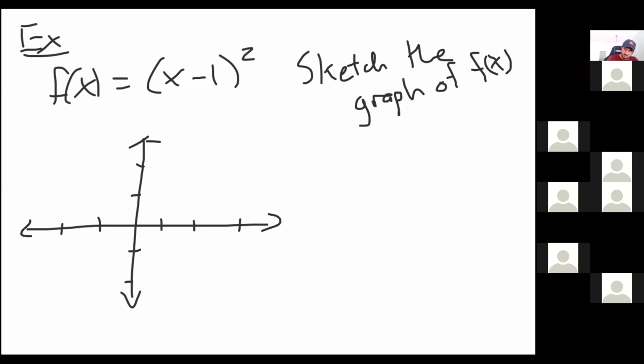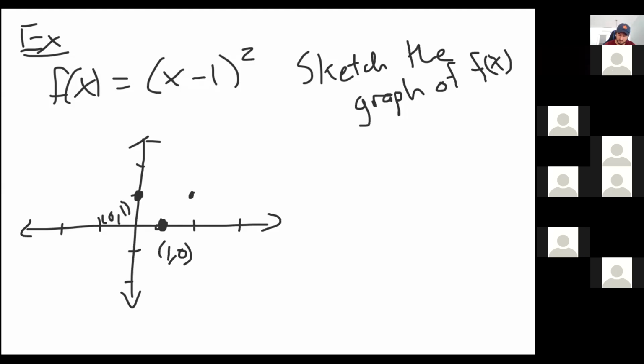And now I'll have a vertex at 1, 0. I can find the y-intercept really easily. Y-intercept just lets x be 0. And when I do so, I'm going to go through the point 0, 1, which also means I'm going to go through the point 2, 1. I'm going up like this.